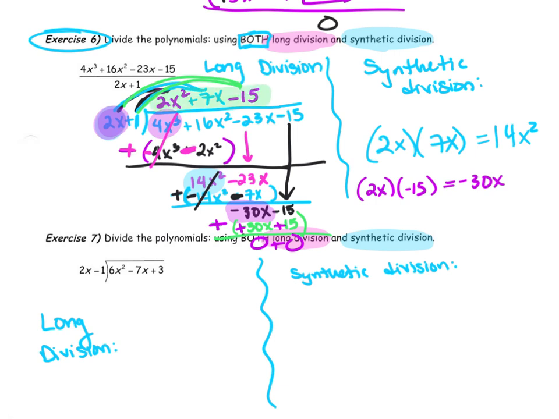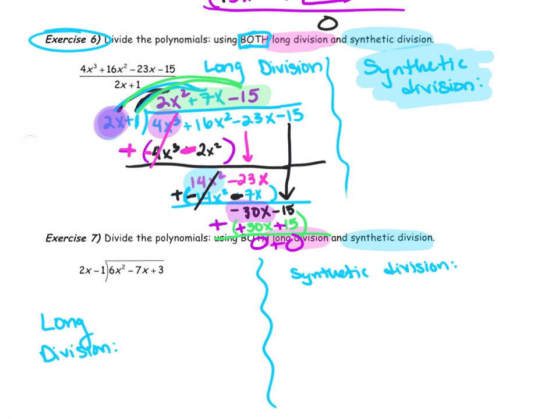Okay, make sure you guys leave enough room on the page because we're going to do synthetic division tomorrow with this. All right, so that's it for long division. So I'm just going to clean this up and erase what we've got here. But your final answer here with long division for this question is 2x squared plus 7x minus 15, no remainder. So that's your final answer for exercise 6.